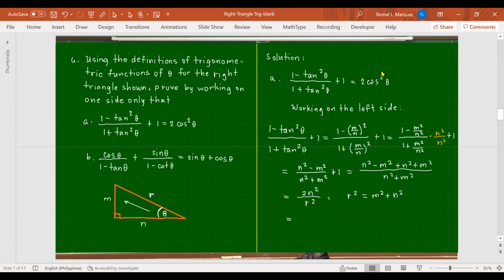Remember, our goal is to have it 2 cosine squared theta. So let us express this as a fraction of the form n over r, quantity squared. But what is this now, guys? What is n over r? That is cosine theta, right? But it is squared. So we have cosine theta quantity squared. Okay? That's it. So we have proven that the left is equal to the right, using the definitions of trigonometric functions.